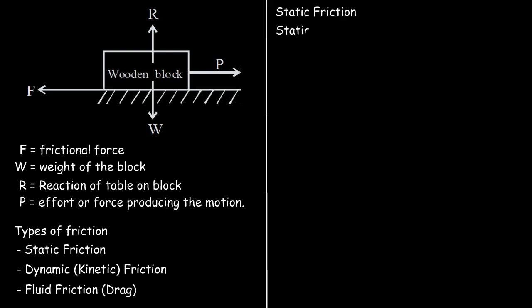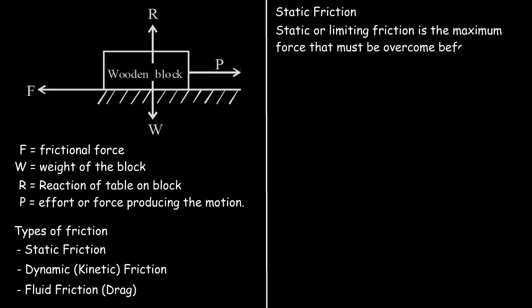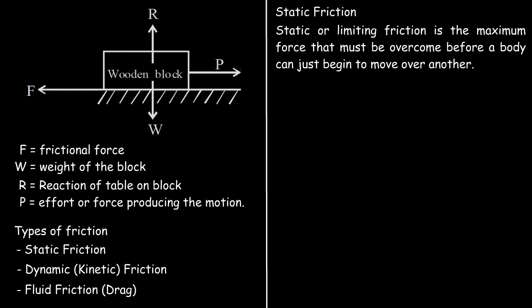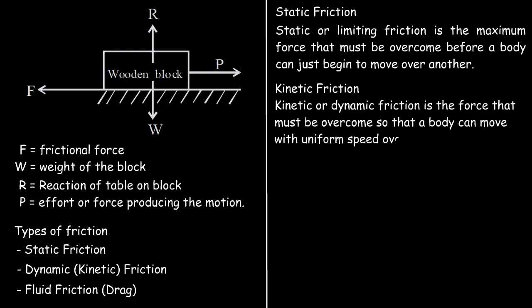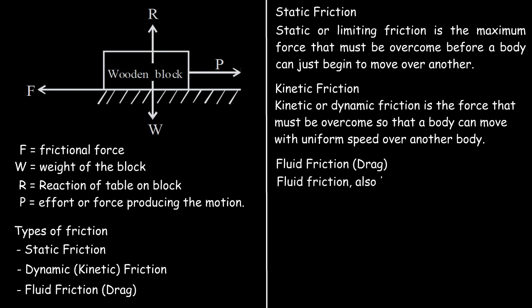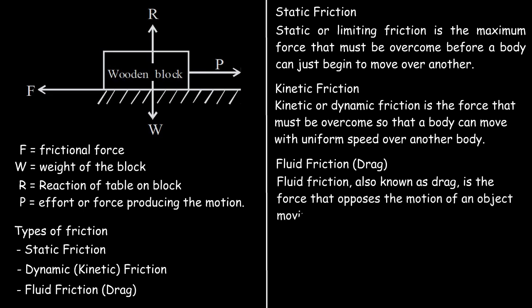Static friction. Static or limited friction is the maximum force that must be overcome before a body can just begin to move over another. While kinetic or dynamic friction is the force that must be overcome so that a body can move with uniform speed over another body. Our last type of friction is fluid friction or drag. Fluid friction, also known as drag, is the force that opposes the motion of an object moving through a fluid, such as a liquid.